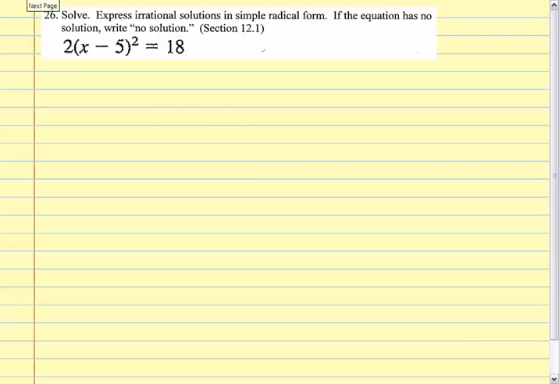Solve. Express irrational solutions in simplest radical form. That means we don't want any decimals here. If the equation has no solution, write no solution. All right. So 2 times x minus 5 squared is equal to 18. Who wants to do this one? Miles. Gotcha. Let's do it.